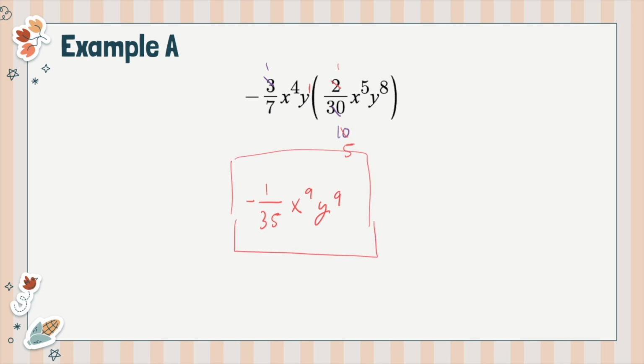Now again, this is a fraction that we were multiplying together. So we're not trying to determine if x to the 9th goes to the top or y to the 9th goes to the bottom, because it's just a fraction. It's not that the exponents were part of a fraction. They were just being next to the fraction. Now let's take a look at example B.